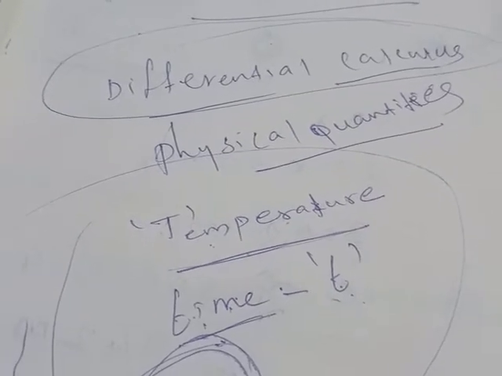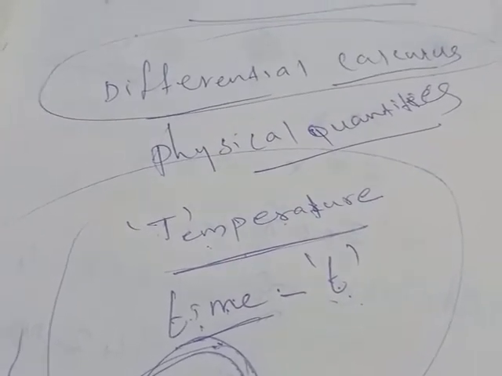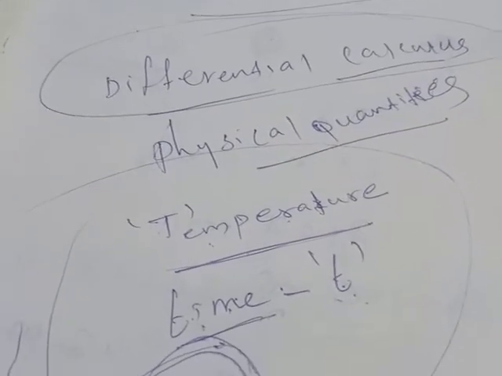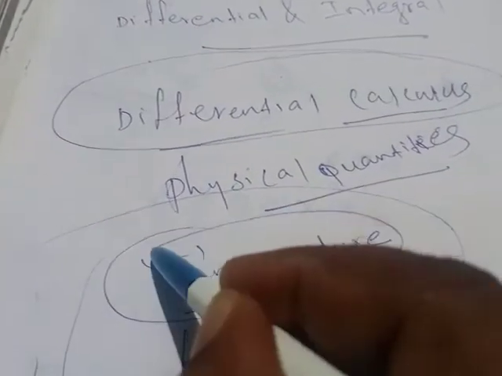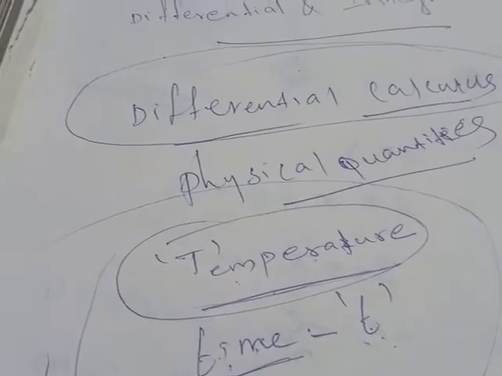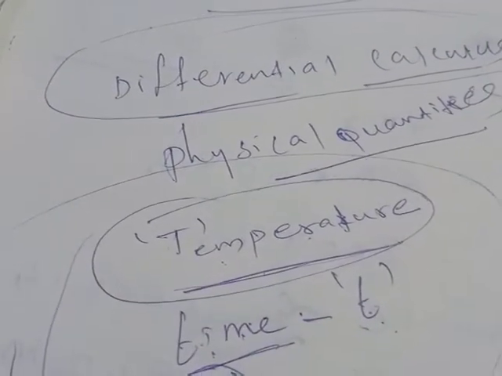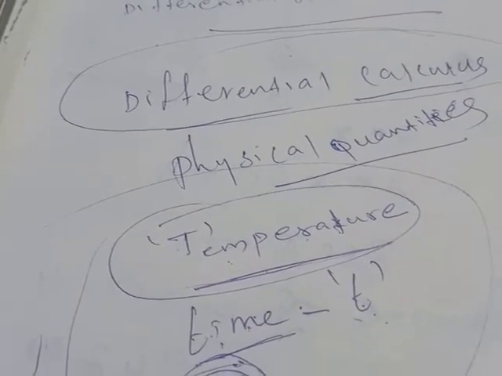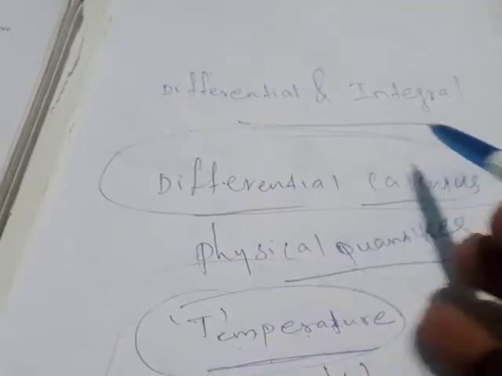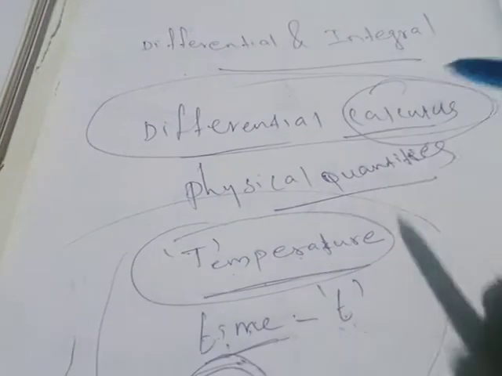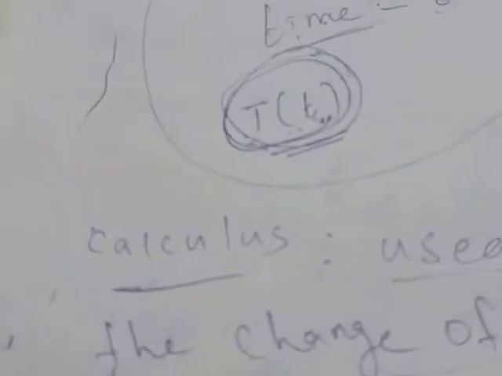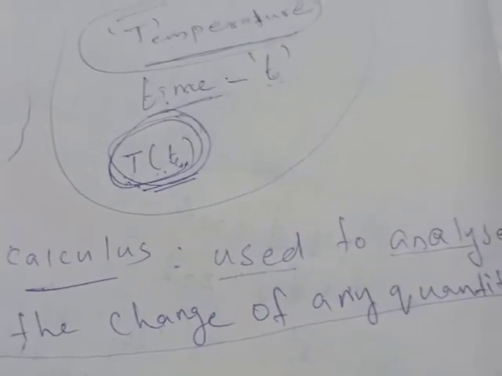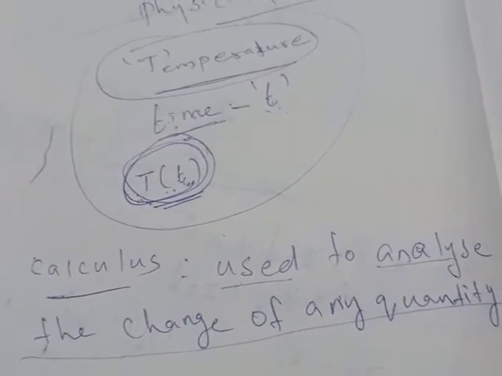Morning to afternoon, the temperature is increasing, then afternoon to evening, the temperature is decreasing. So every time the temperature is changing. This change in temperature we are analyzing. That is the use of calculus. So what is the use of calculus? It is used to analyze the change of any quantity.